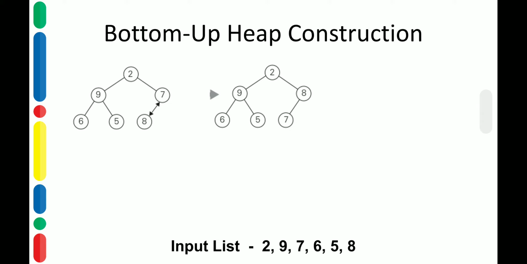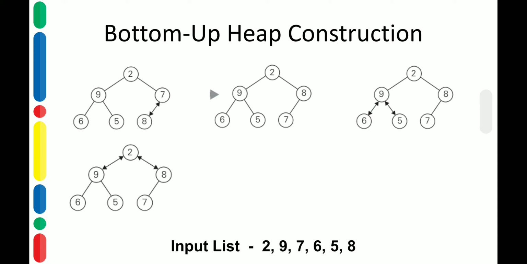So 9 is larger than 6, 9 is larger than 5, the parental dominance is satisfied here. So there are no exchanges. Okay, we compare 9 with 6, we compare 9 with 5, and because 9 is larger than both of its children, there is no change. After 9, we go to the next predecessor, which is 2.